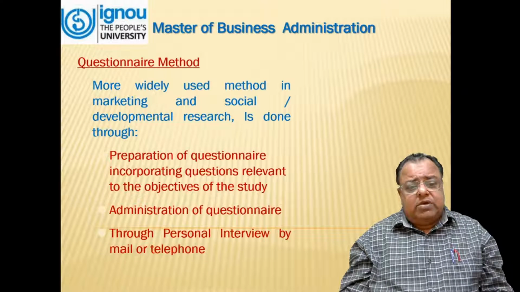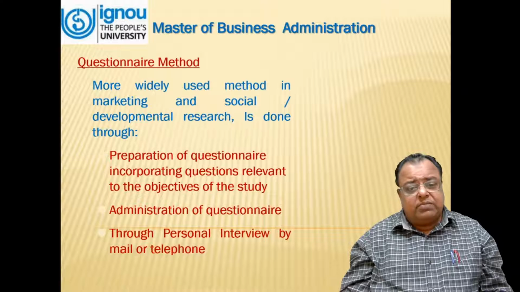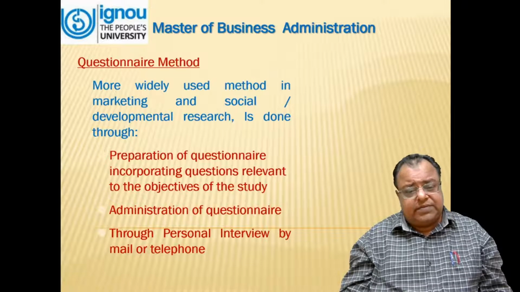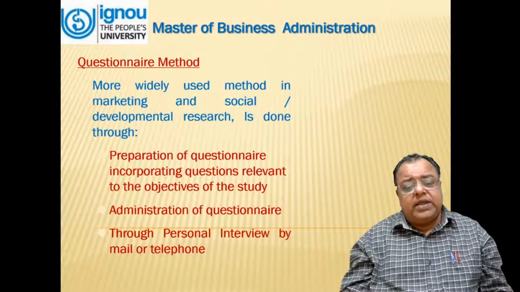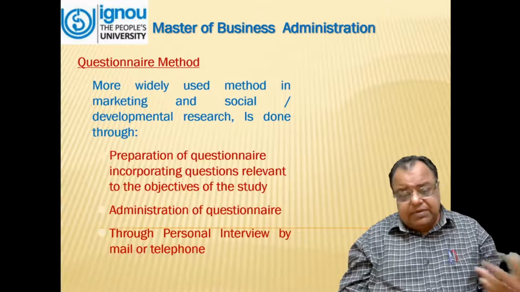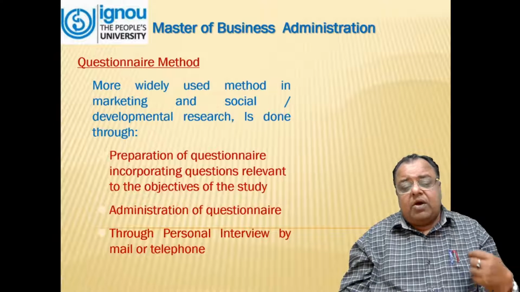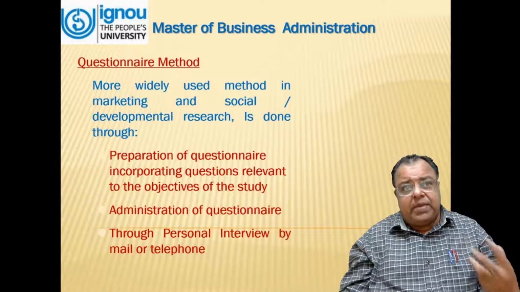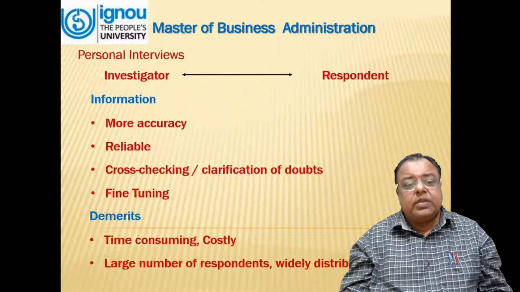Second method is your questionnaire method. It is a more widely used method in marketing and social development research. It is done through preparation of a questionnaire, that is, incorporating questions relevant to the objectives of the study, administration of the questionnaire, and through personal interviews, by mail or telephone.